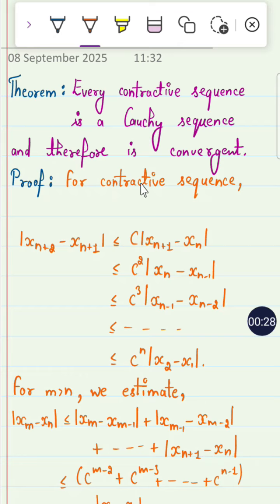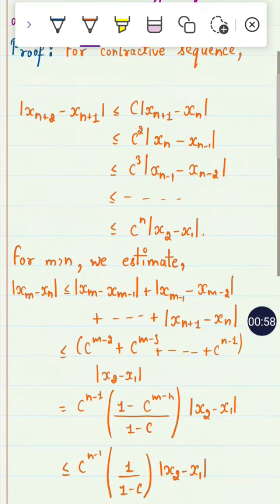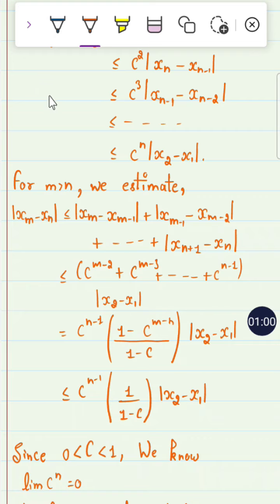So for a contractive sequence, this is the definition. If you take C mod of xn plus 1 minus xn, if these terms are decreasing, then it gives you C mod of xn minus xn minus 1, which is less than or equal to C squared mod of xn minus 1 minus xn minus 2, right? And so on. This gives you C to the power n mod of x2 minus x1, right? Now this is the contractive sequence by contractive sequence terms.